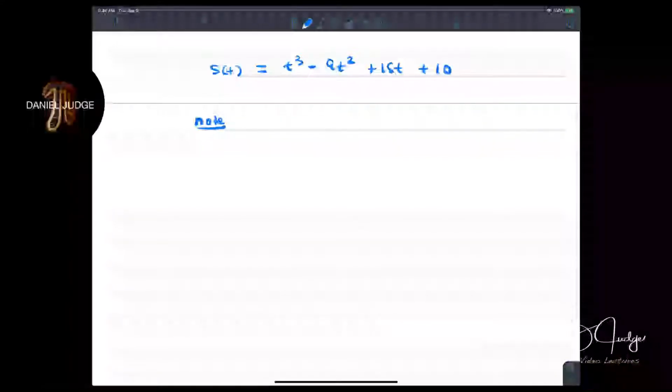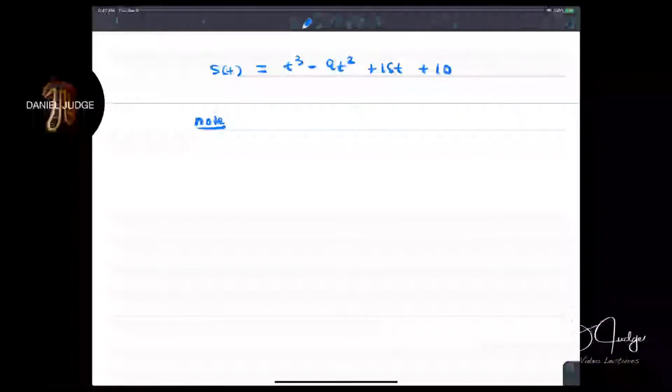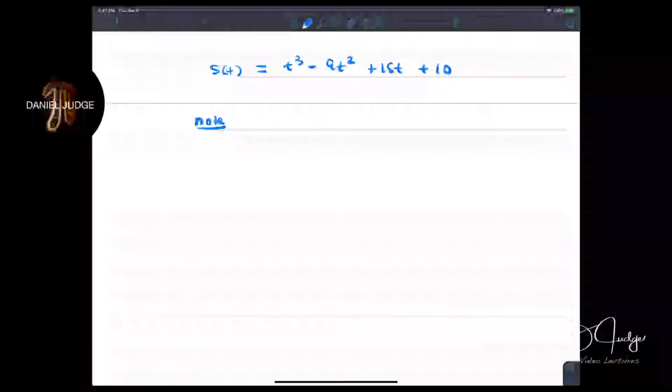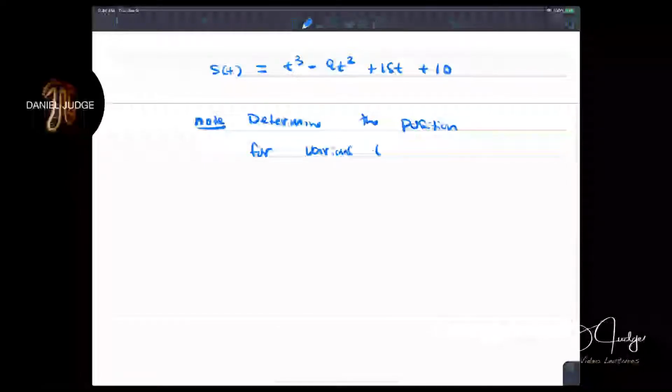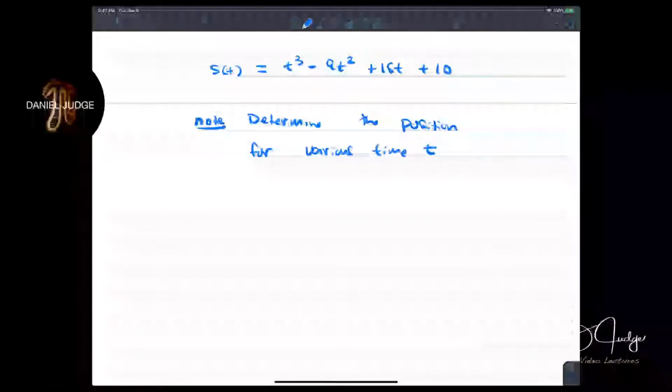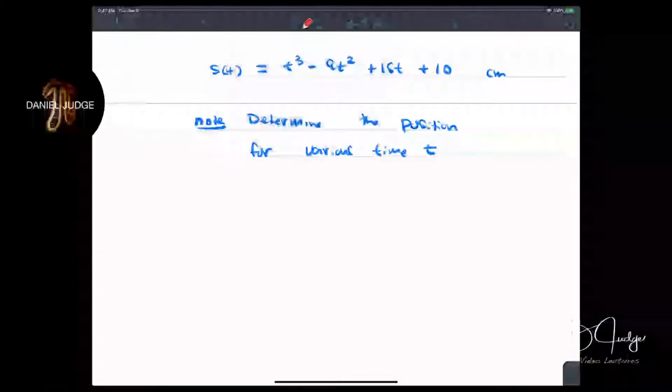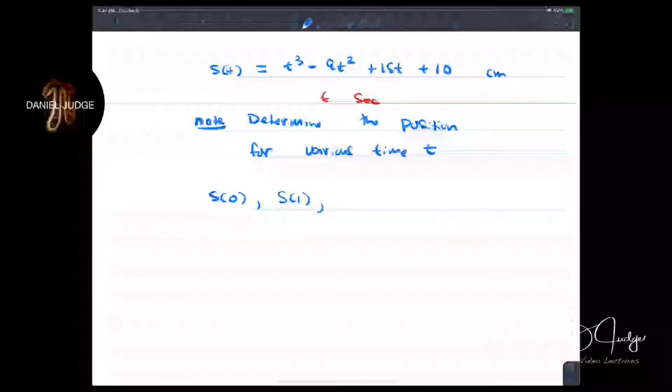And here's what the deal is. They can say, determine the position for various times. And they'll define this. They'll say your position is in centimeters, and time could be in seconds. Okay? So they haven't given you a question yet. They can say S of 0, S of 1, S of maybe 4.